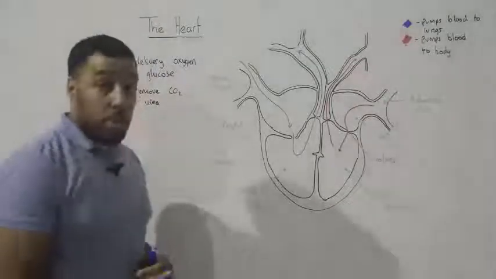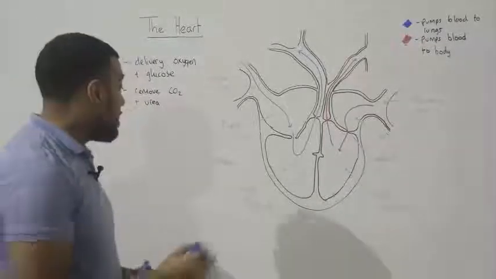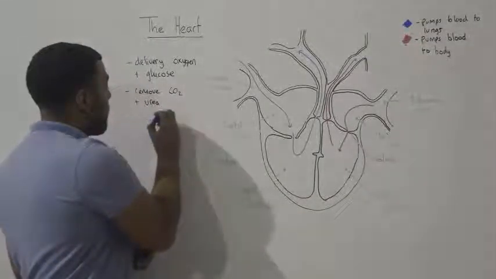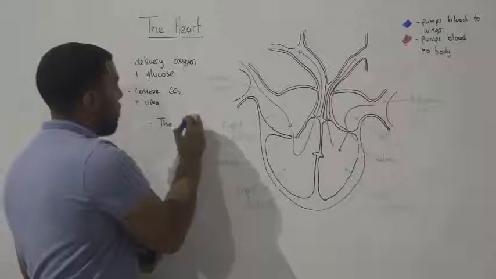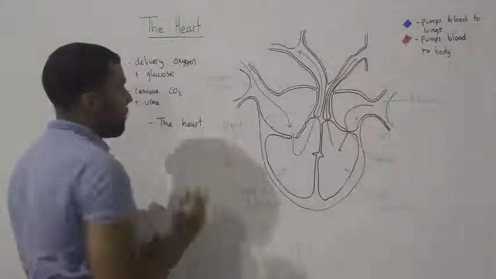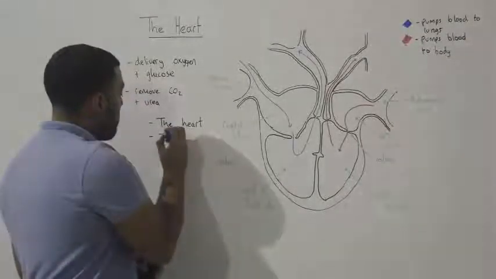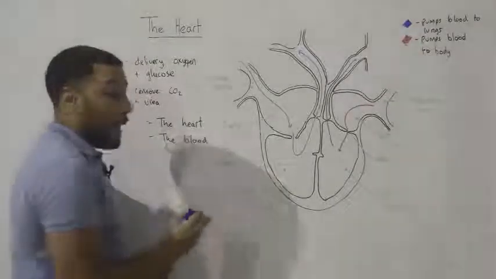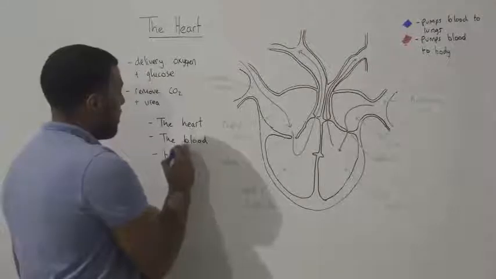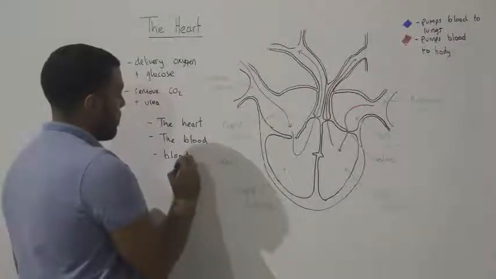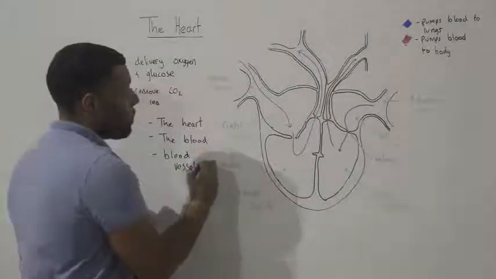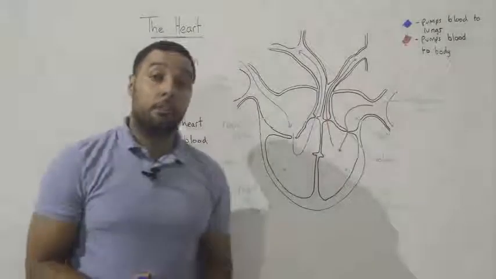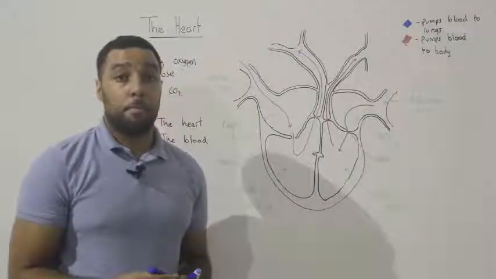The circulatory system is made up of the heart, the blood, and also blood vessels, which we will come to look at in later videos.